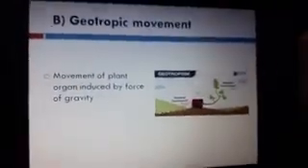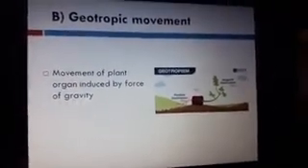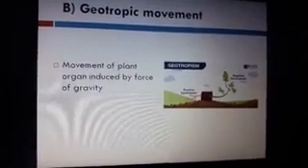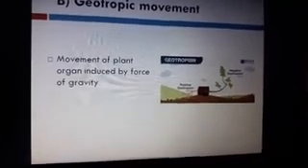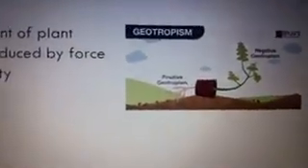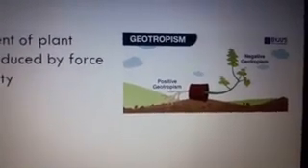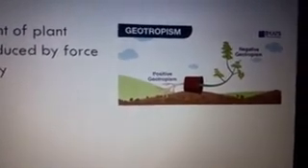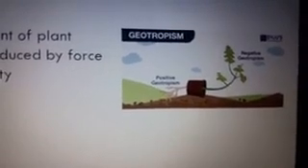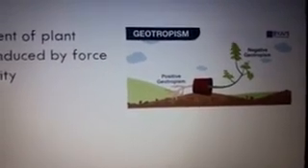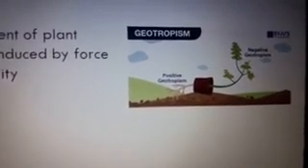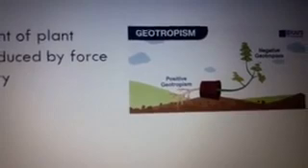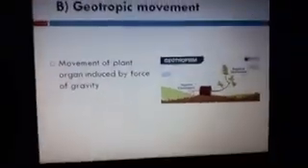Next is geotropic movement. Geotropic movement, or geotropism, is a movement of a plant organ induced by the force of gravity. To understand this, we can have a look at these pictures in which we have placed the flower pot horizontally. When we place the flower pot horizontally, we can find that after a few days the root portion goes downwards and the shoot portion goes upwards, showing positive and negative geotropism.